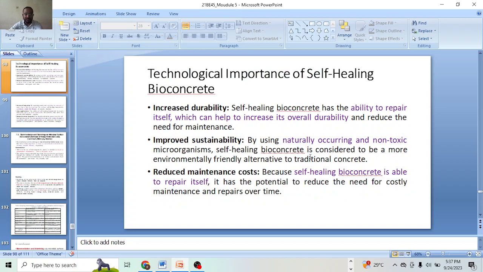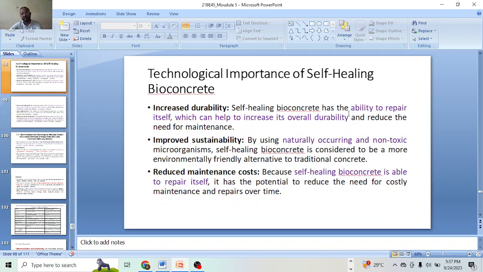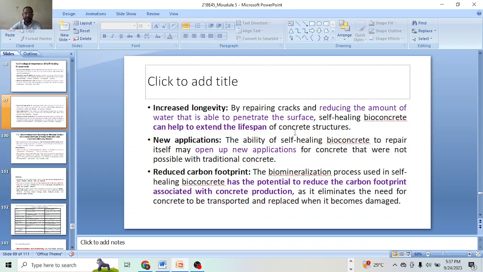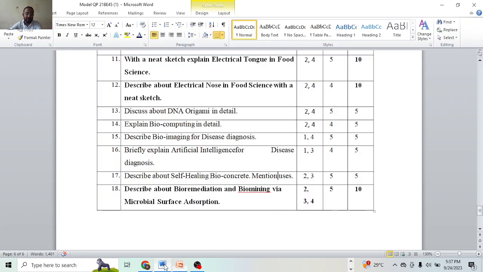Importance, 1 mark. Technological importance, 1 mark. You just mention it, don't explain all these things. Increased durability, sustainability, lower maintenance cost, increased longevity, new applications, reduced carbon footprint; all those things you just mention. So that will be for your 5 marks.